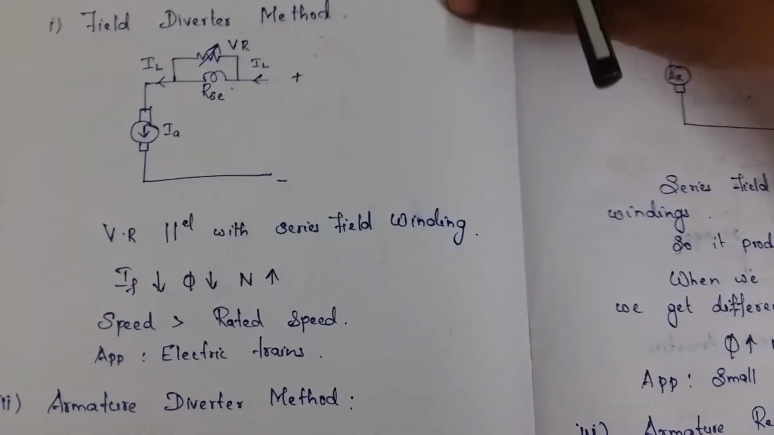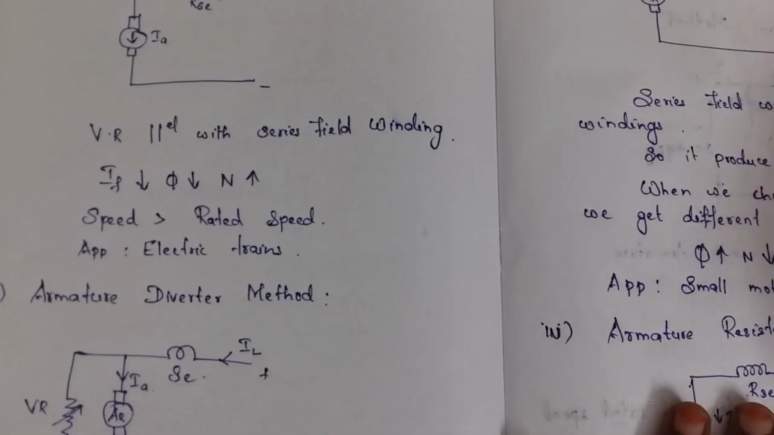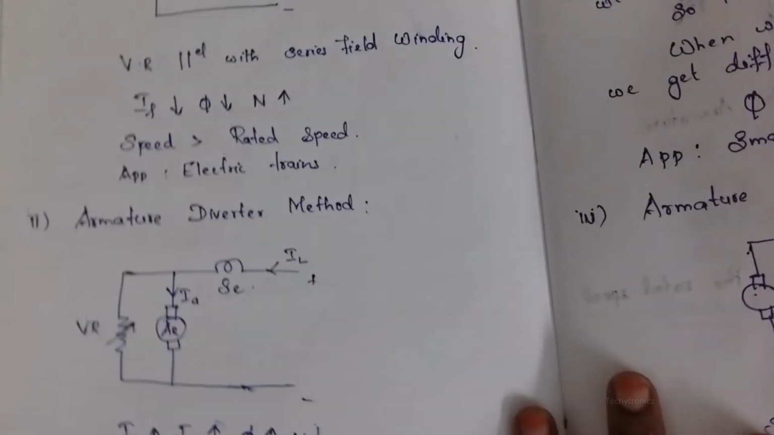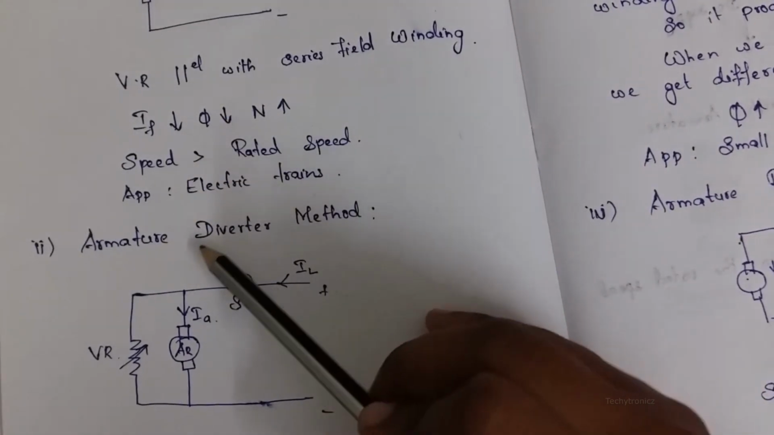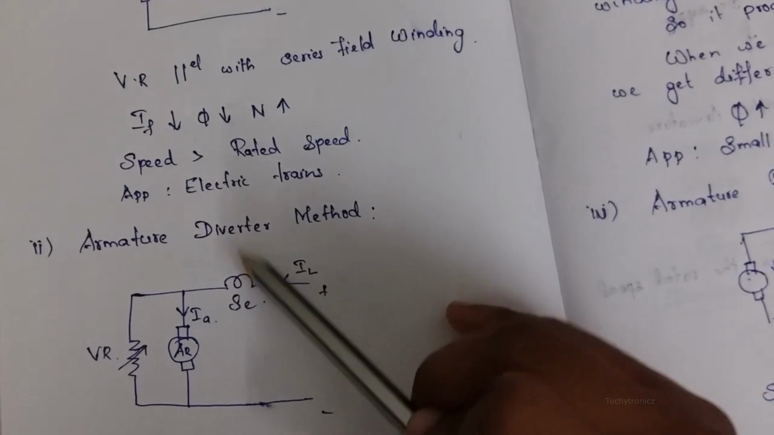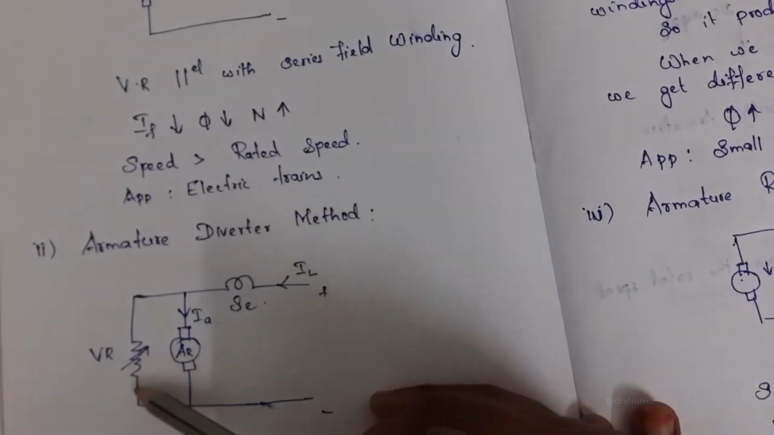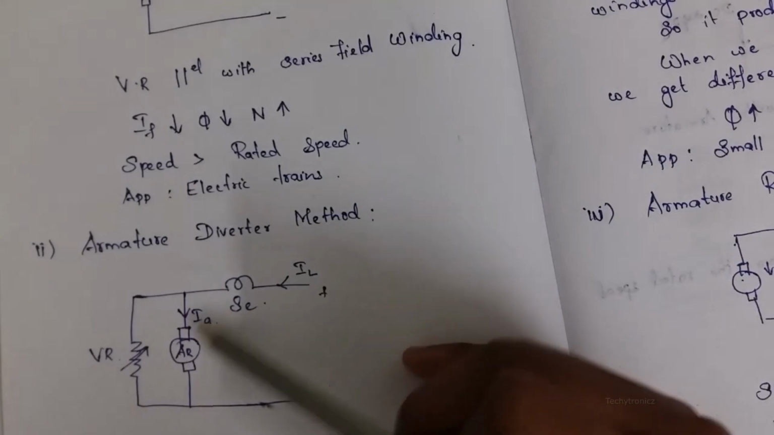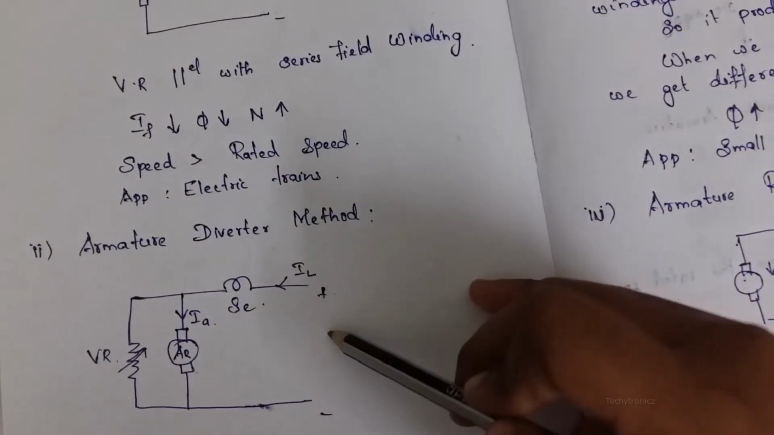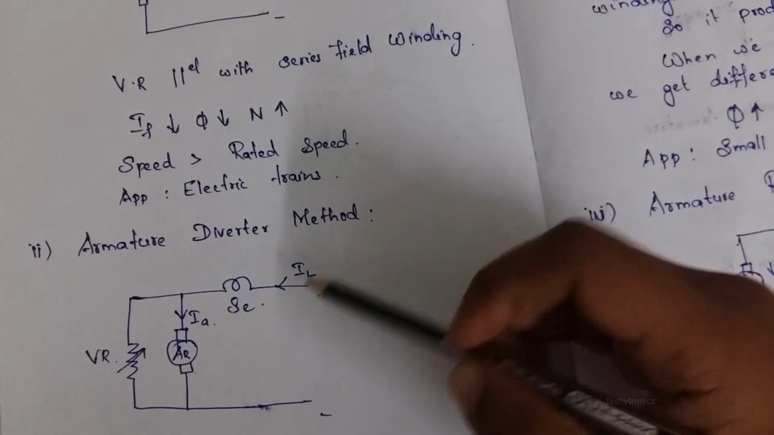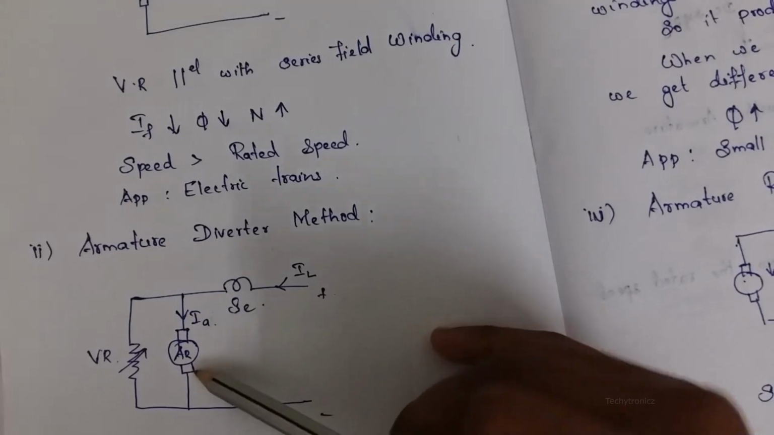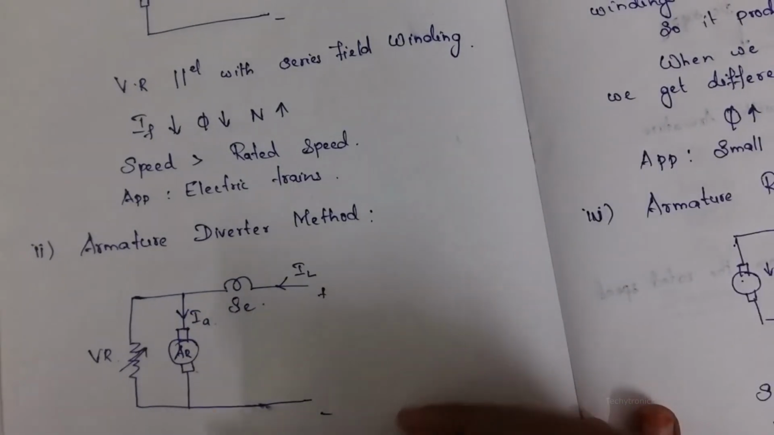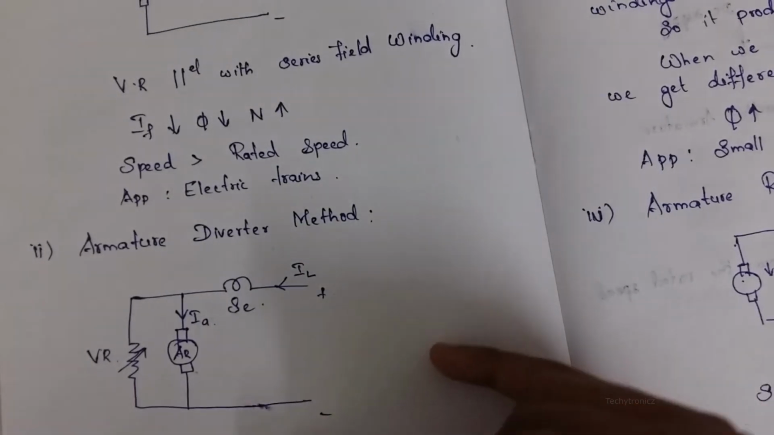Okay, the second method is the armature diverter method. From the name itself we can know: field diverter means the variable resistor is connected in parallel with the field winding, so armature diverter means the variable rheostat is connected in parallel with the armature. The other things are the same: DC supply is given, the current passes through the field winding, and the armature current IA passes through the armature. When IL increases, the field winding current also increases, and the flux increases.